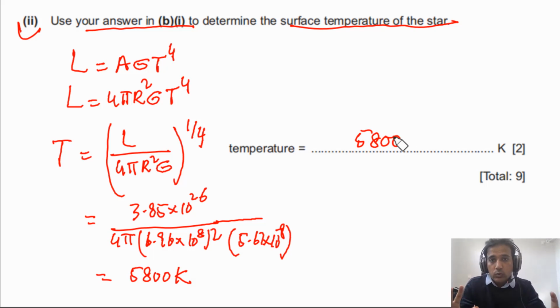We have done this whole paper. I hope you have a better understanding of these questions, and if you have any questions, please leave them in the comments and I will try to answer as soon as possible.